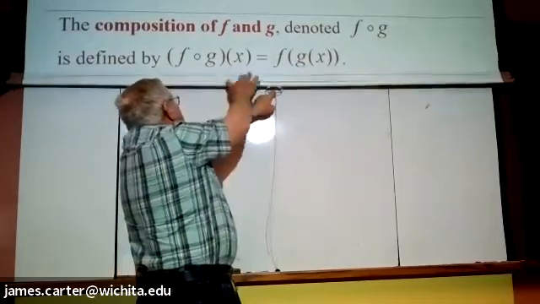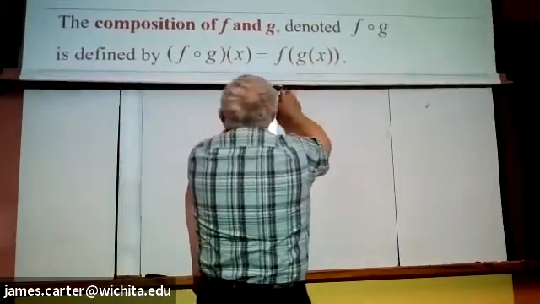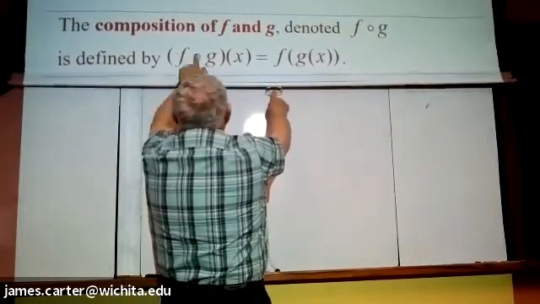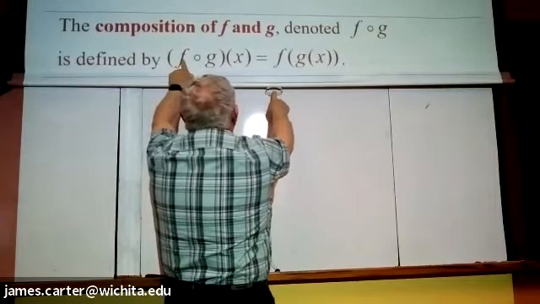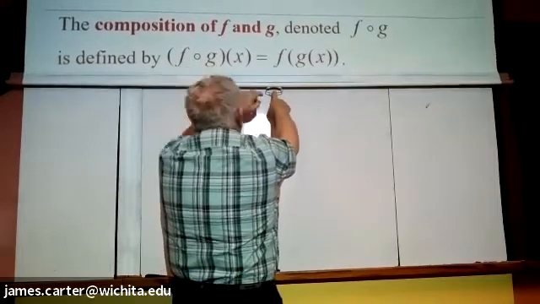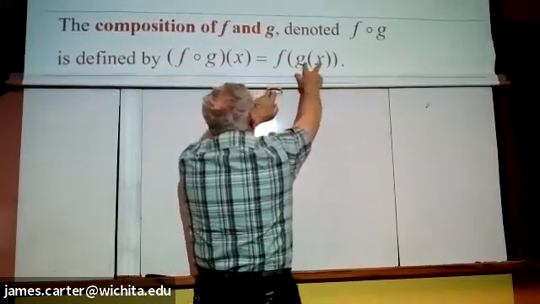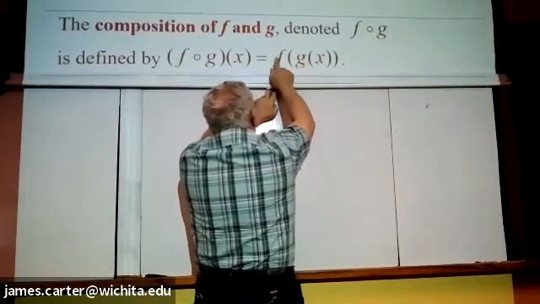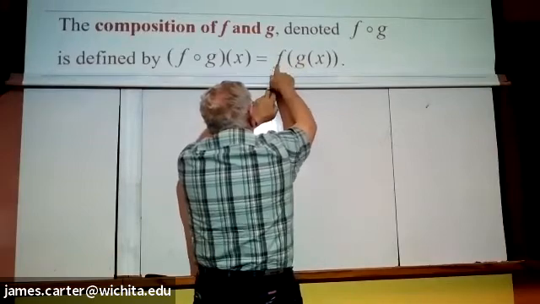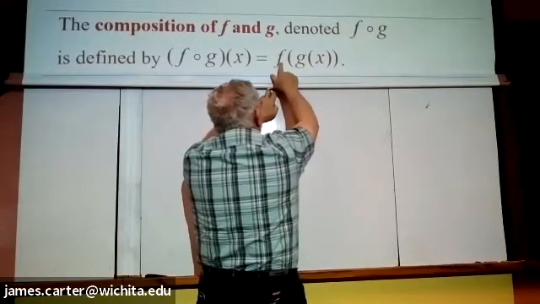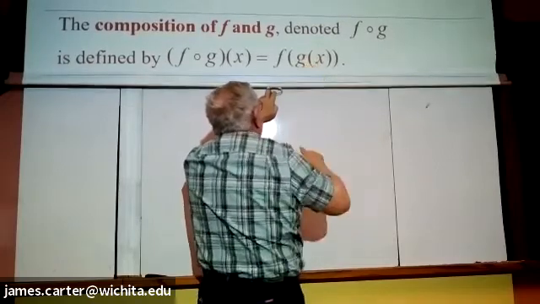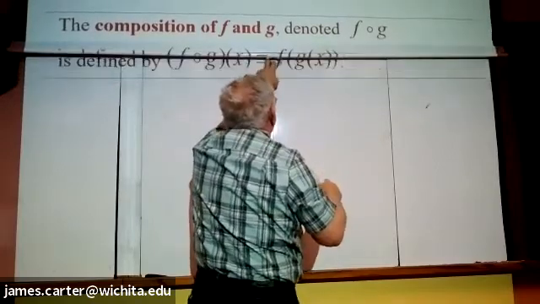Now, what this business means is we're going to take this value and substitute it into that equation. We're going to take this equation and substitute it into that one. Here's another way of writing it. We're going to replace the x's in the f equation, if you have two different equations, with the entire g of x equation.